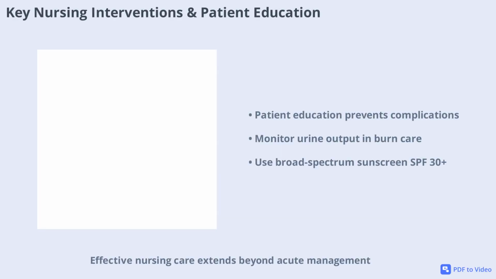Effective nursing care extends beyond acute management to include patient education and prevention strategies. For chronic conditions like SLE, teaching should cover the disease process, medication adherence, stress management, and pregnancy counseling. In burn care, monitoring urine output is the best indicator of adequate fluid resuscitation. For patients with casts or mobility aids, proper use and infection prevention are essential. Remind patients to keep casts dry and move joints above and below the cast.